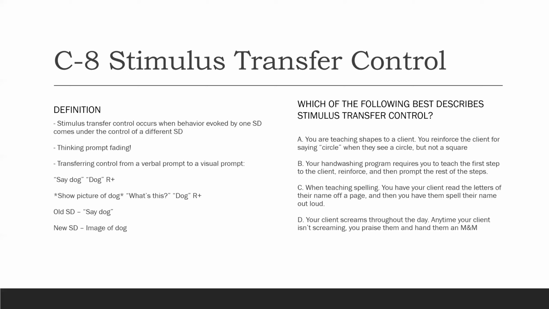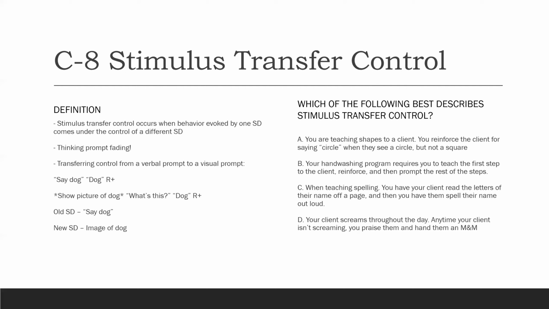So stimulus transfer control occurs when behavior evoked by one SD, let's say the prompt, comes under the control of a different SD, the one we want to see. So for example, transferring control from a verbal to a visual prompt: I say dog, they say dog, I reinforce.